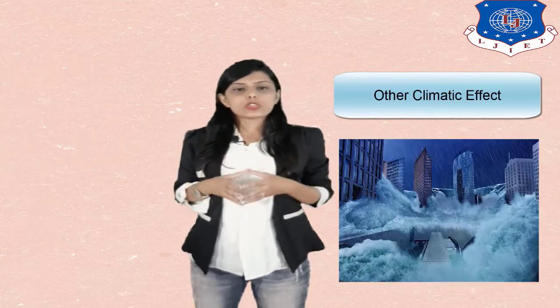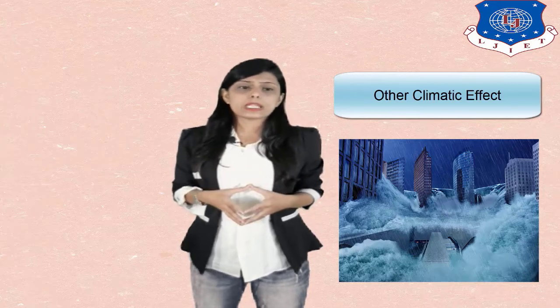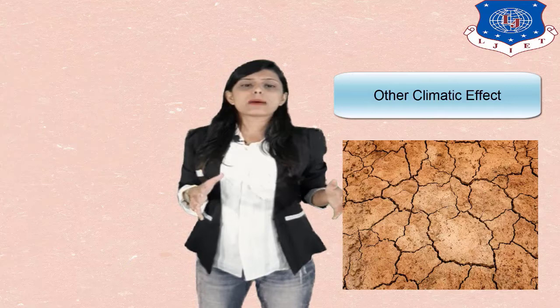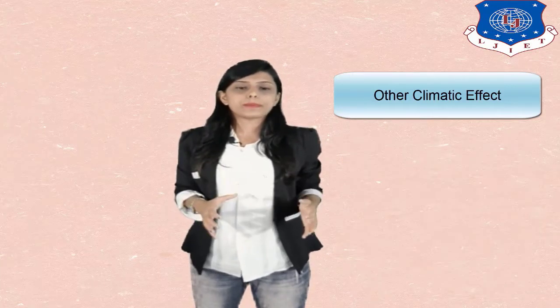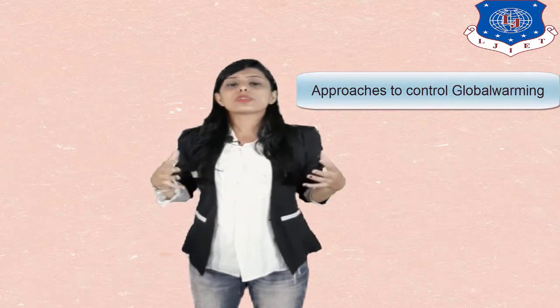It is estimated that the yield of rice alone in South Asia will decrease by 5% for each 1 degree Celsius rise in temperature. There will also be other climatic effects, which include unequal distribution of rain which may result in flooding in some areas and drought in others. In temperate regions, the summer will be longer and hotter, whereas the winters will be shorter and warmer. The already dry subtropical regions may become drier and tropical regions may become wetter. Now, how can we control global warming?